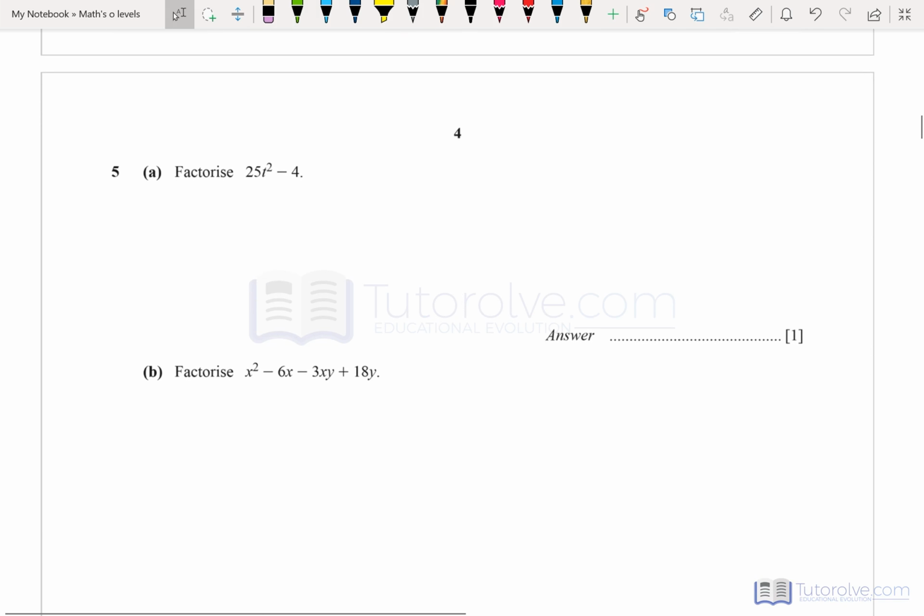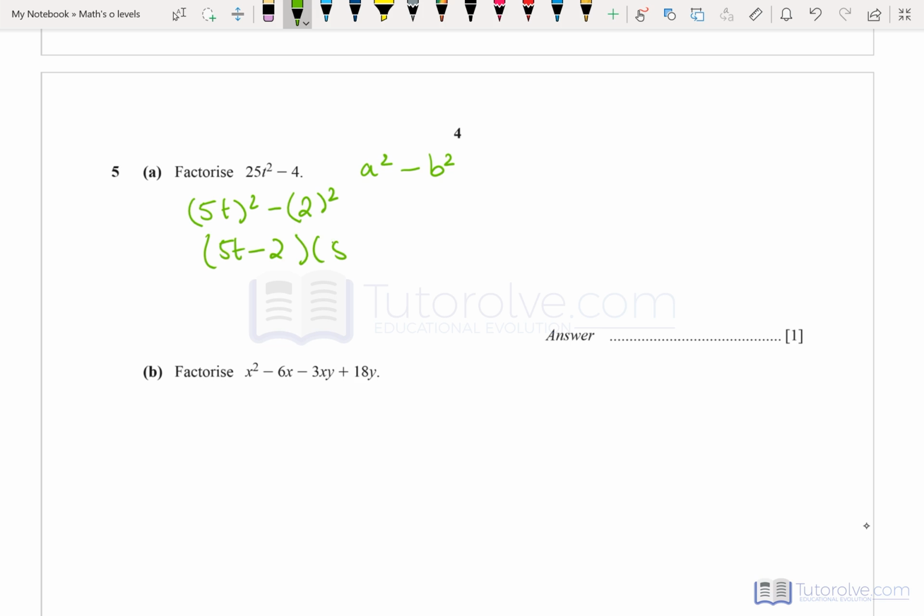So this is a very straightforward question. We need to factorize 25t squared minus 4. This is this expression right here. So 5t whole square minus 2 square, and then we have 5t minus 2 multiplied by 5t plus 2.